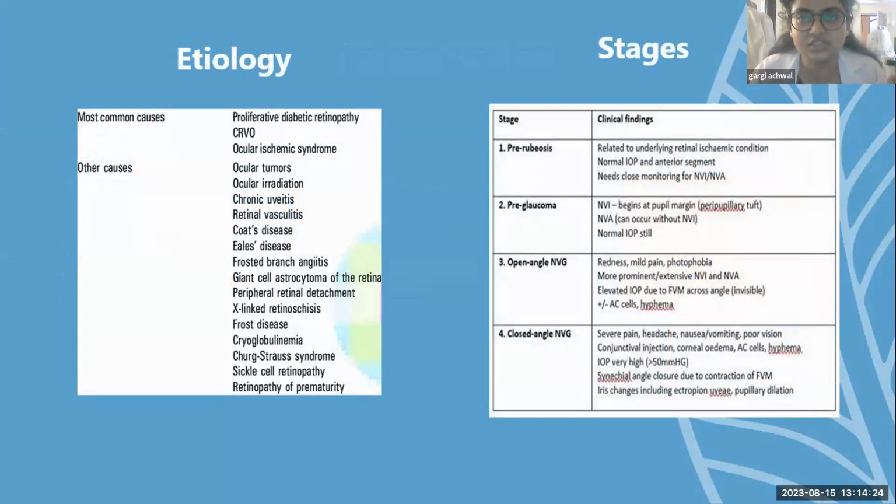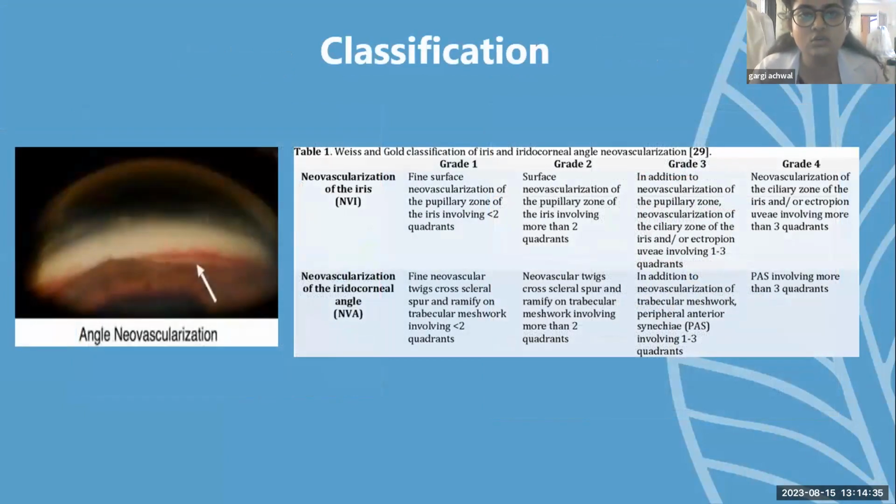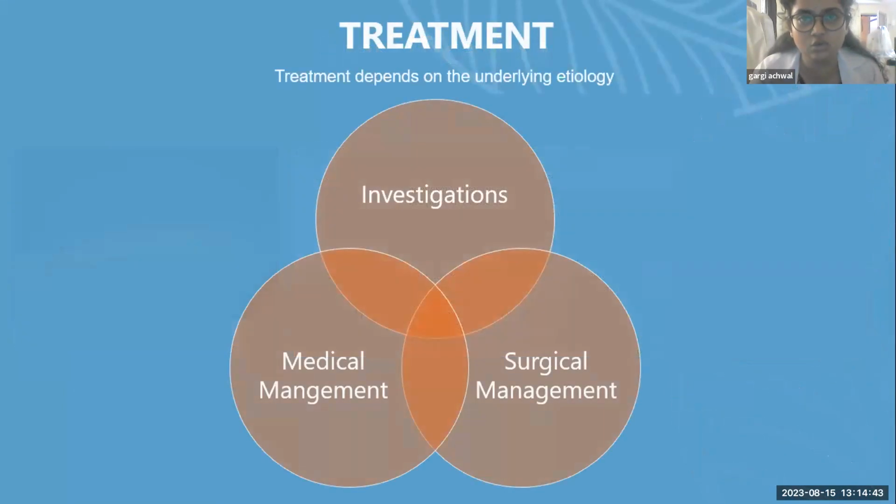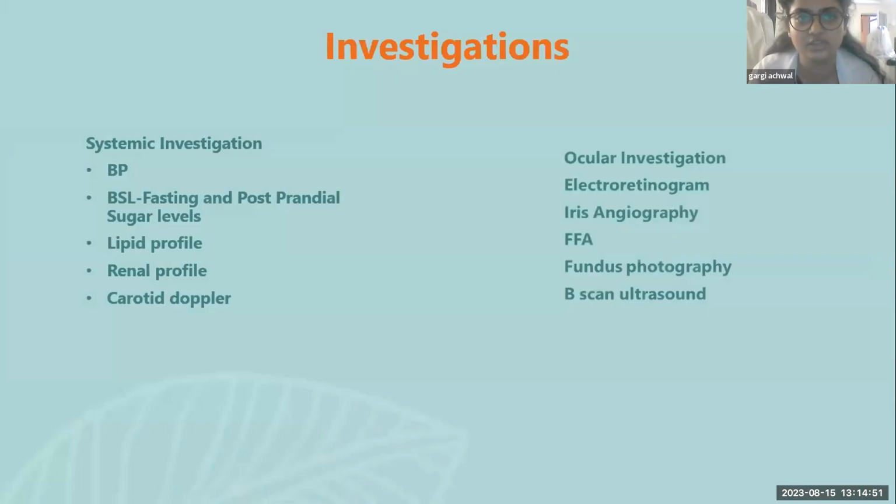There are 4 main stages of NVG: the pre-rubeotic stage, pre-glaucoma, open angle neovascular glaucoma, and closed angle neovascular glaucoma. The Weiss and Gold classification is very commonly used for grading the NVI and the NVA. Here we can see the arborizing pattern which is seen in gonioscopy. My topic mainly focuses on the treatment. So treatment comprises investigation as well as management, which can be medical and surgical.